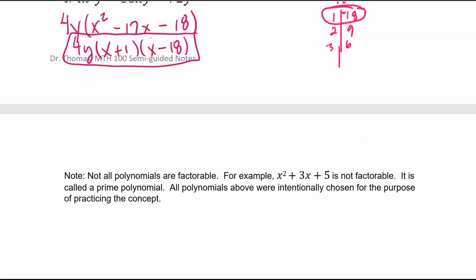Alright, so I want you to not assume that all trinomials are factorable. The polynomials above were intentionally chosen for the purpose of practicing factoring. Okay, so that concludes the lesson on factoring trinomials when the leading coefficient is 1.